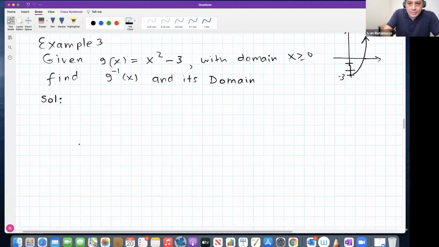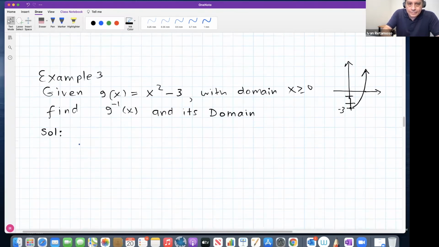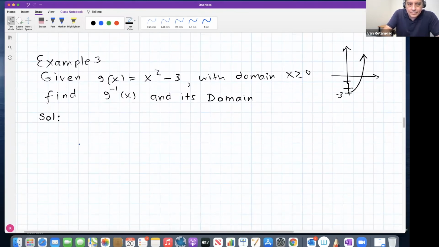Okay, example 3 says, given this function, g of x equal x squared minus 3, it's a quadratic function, with domain x greater or equal than 0. Just this part of the parabola, right, when graphed. Find g inverse and its domain.